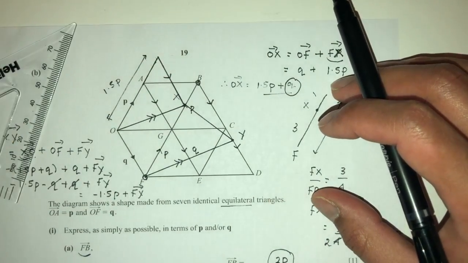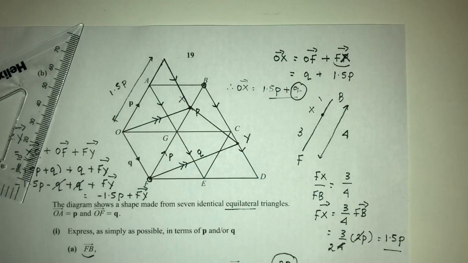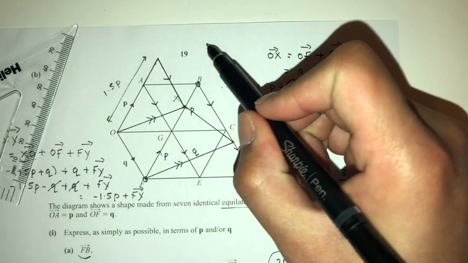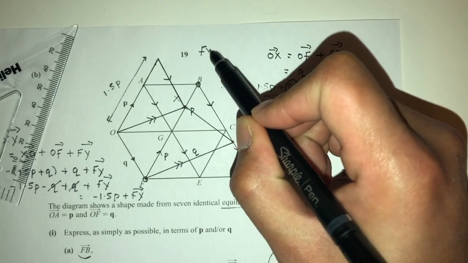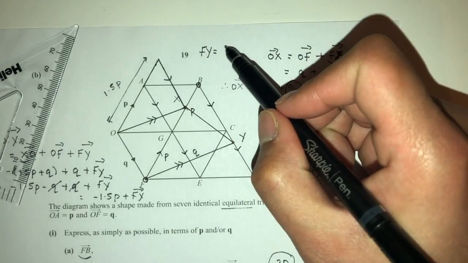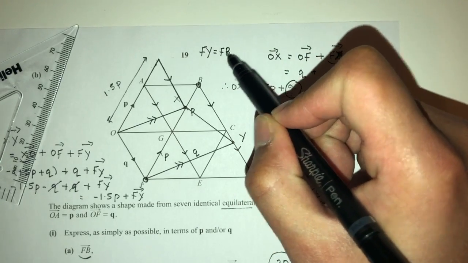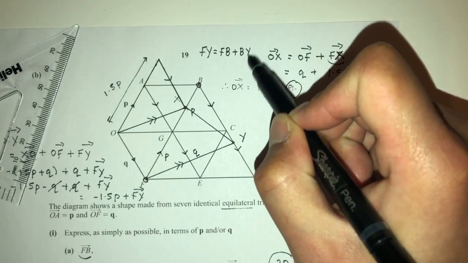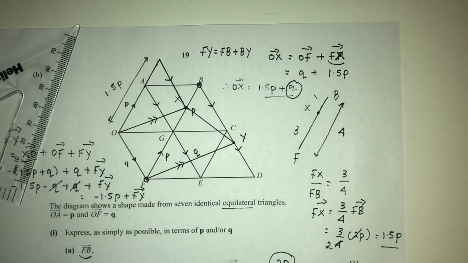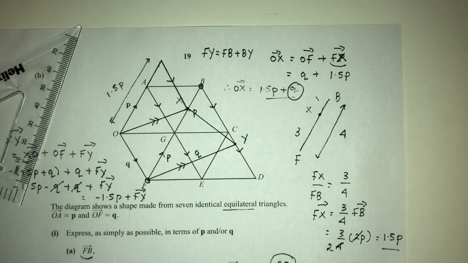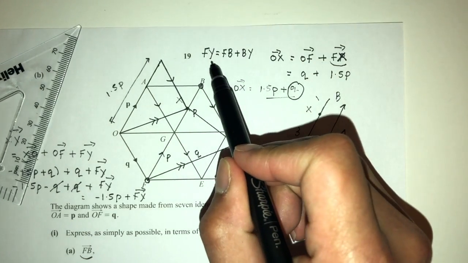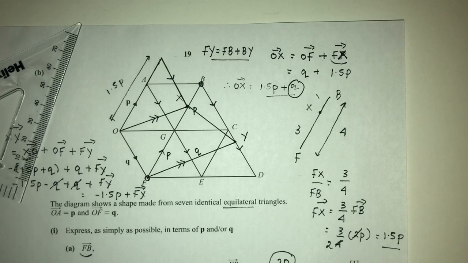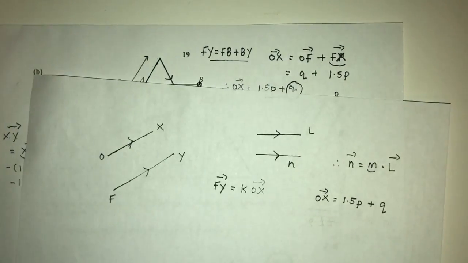So what can we conclude here? We find out that FY is what? FY is FB plus BY. So based on the drawing and understanding that they are parallel, we have derived this. Now we have to use this to find the answer. Okay, so let's write this down.